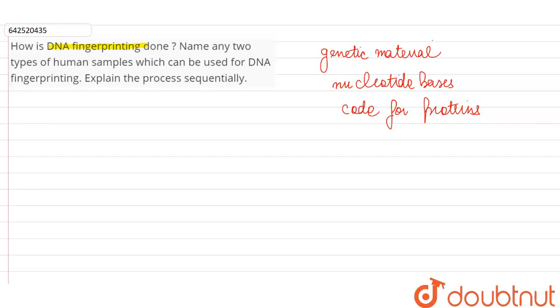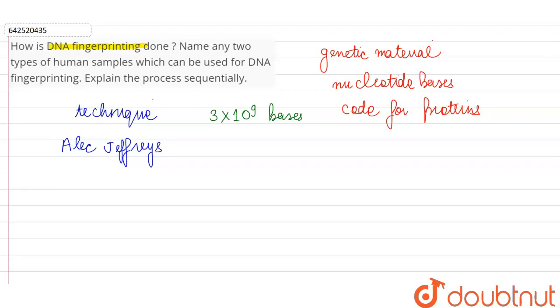Now, if we were to compare the DNA of two people, finding out the entire genome sequence would be a very tedious task. So DNA fingerprinting is a technique which was developed by Alec Jeffreys, where rather than comparing the entire genome, rather than finding out the sequence of all of the 3 into 10 raised to the power 9 nucleotide bases, we depend upon some variations in the DNA.